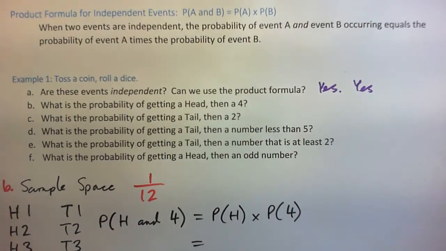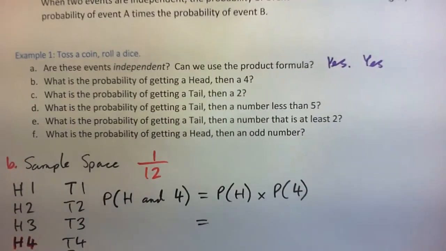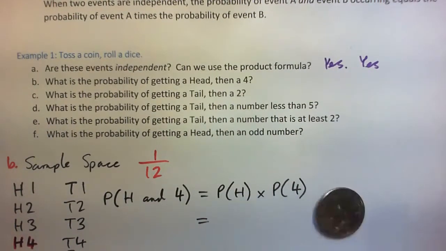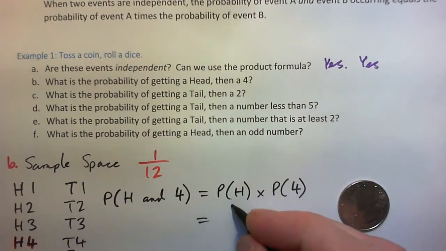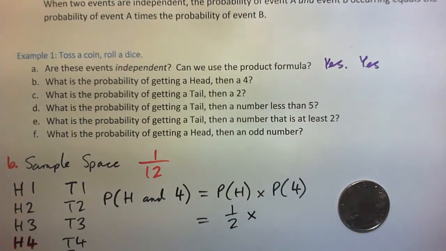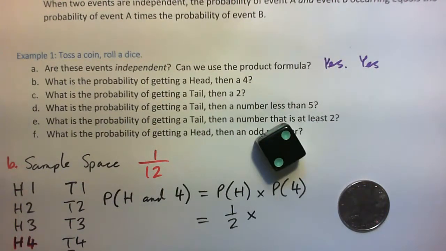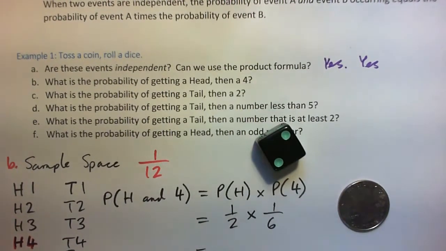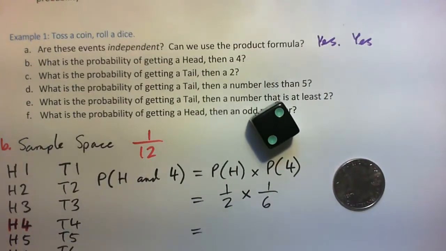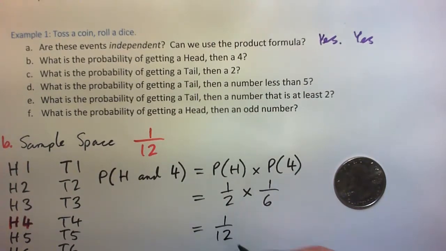Okay. Now, what's the probability of getting a head? So, toss a coin, get a head. The probability is 1 out of 2, isn't it? So, a half times what? What's the probability of getting a 4 when you roll a dice? Probability of getting a 4 is 1 out of 6. Okay. What's a half times a 6? Times 1/6. 1/2 times 1/6. It is 1/12, right? 1/12.